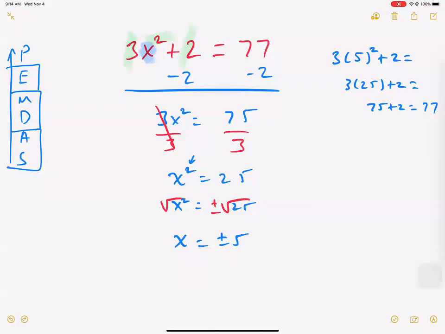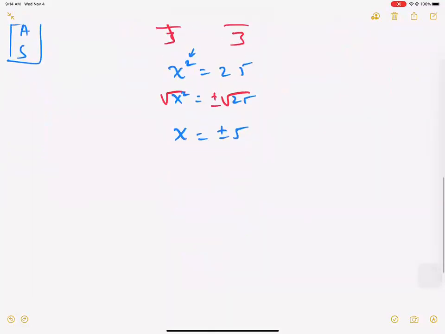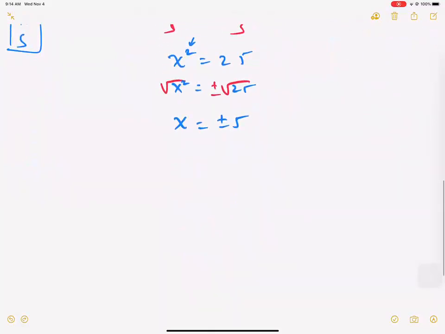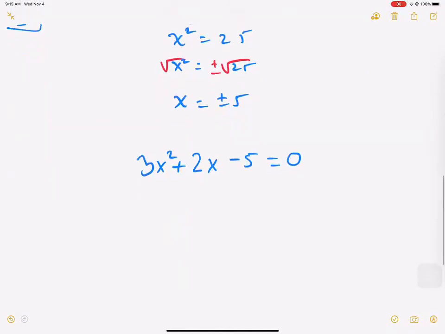Now, the issue is, what if we can't take a square root? We'll end up with problems like this. I say 3x squared plus 2x minus 5 is equal to 0. Okay, 3x squared plus 2x minus 5 is equal to 0.